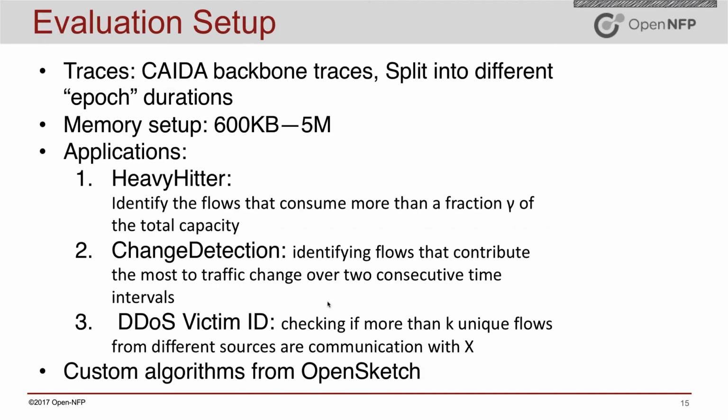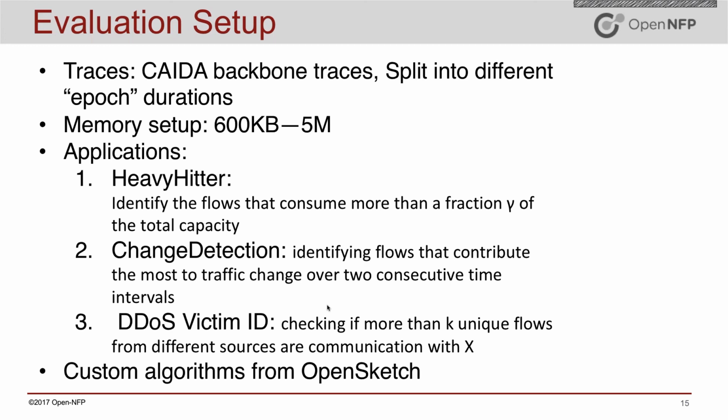The setup was described in our SIGCOMM '16 paper, but I'll briefly talk about it here. We took several backbone traces from CAIDA, collected at different OC-192 and OC-48 links. We split these traces into small epochs, like 1 second, 2 seconds, or 1 minute. And we vary the amount of memory that we give to these different algorithms. So you can imagine Universal Sketch has 600 KB of RAM versus 5 megabytes of RAM, and so on.